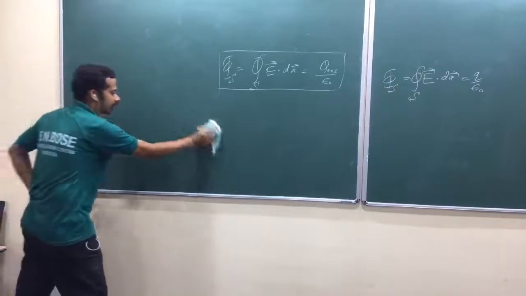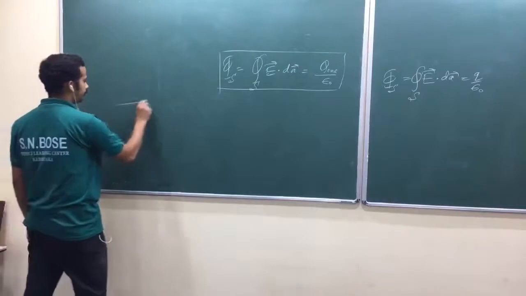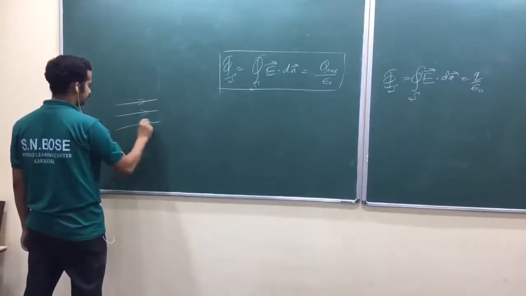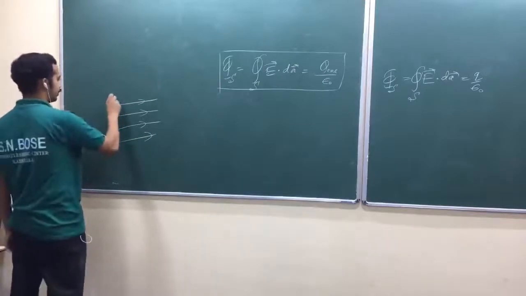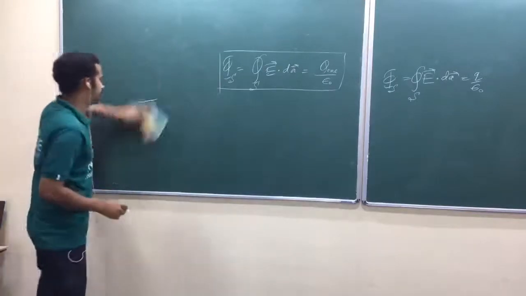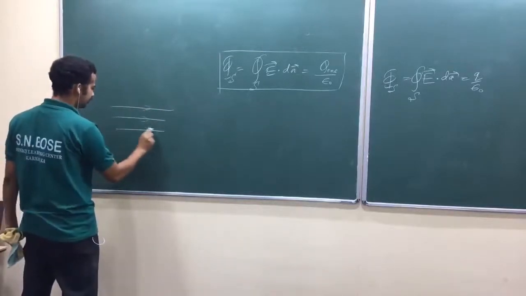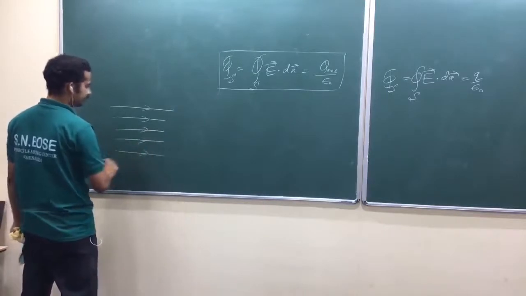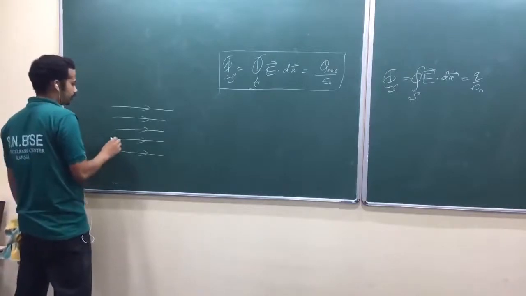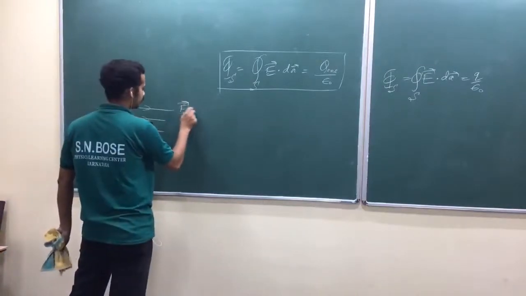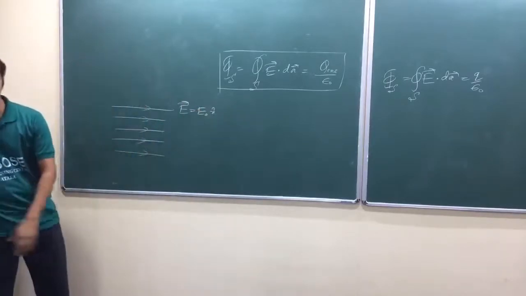Now let me design another question in my own way. I have parallel lines of electric field. Somewhere in some exam they designed this kind of question, okay. I have electric field lines like this. So now what I do here is, let me write this electric field as E naught into x cap, that's a uniform electric field, okay.